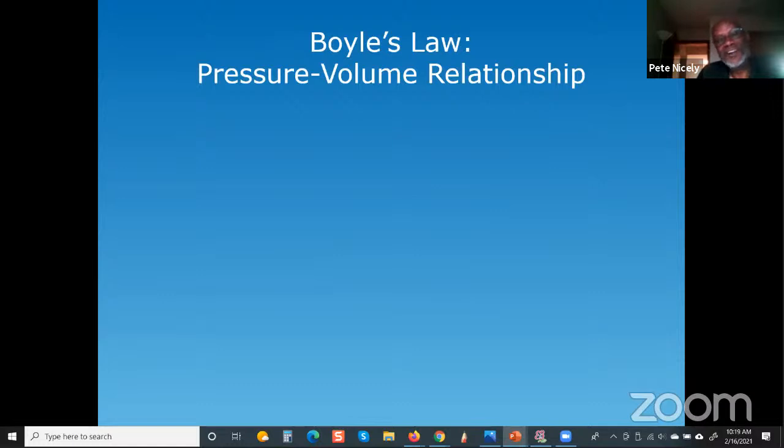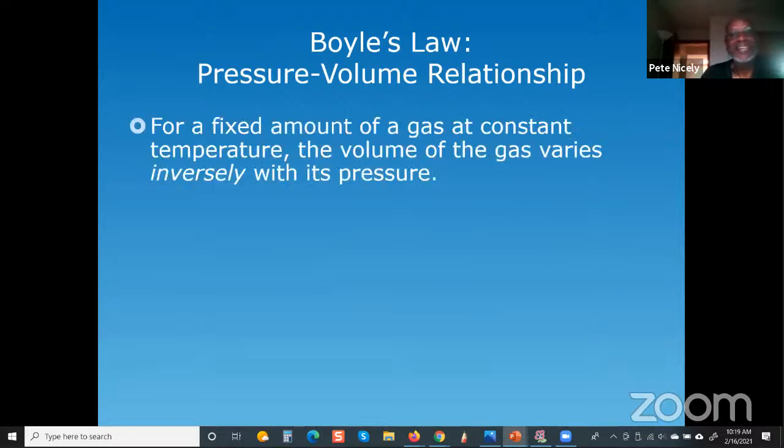So the first law we're going to look at is Boyle's law, which describes the relationship between the pressure and the volume of a gas. The law can be stated in different ways. If you express it in words, you can say, for a fixed amount of gas at a constant temperature, the volume of a gas varies inversely with its pressure. So this is one way of expressing it in words.